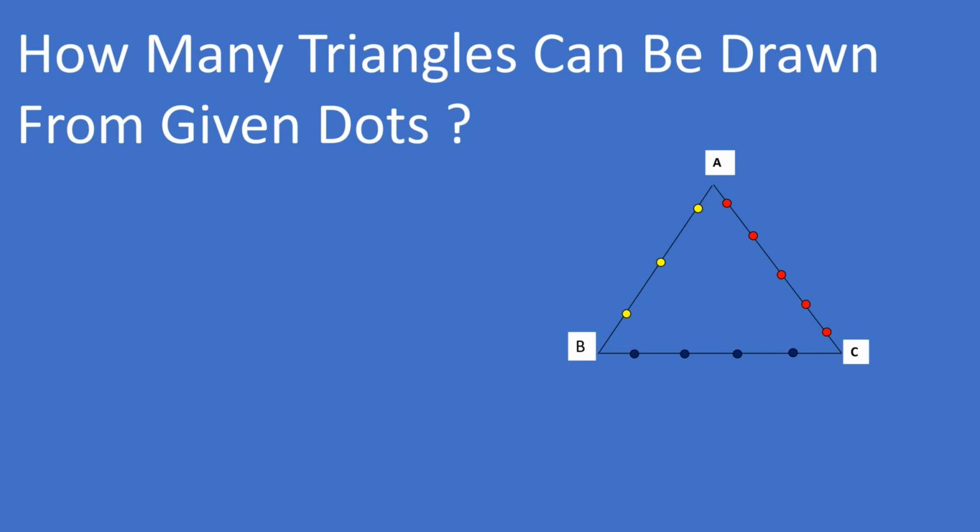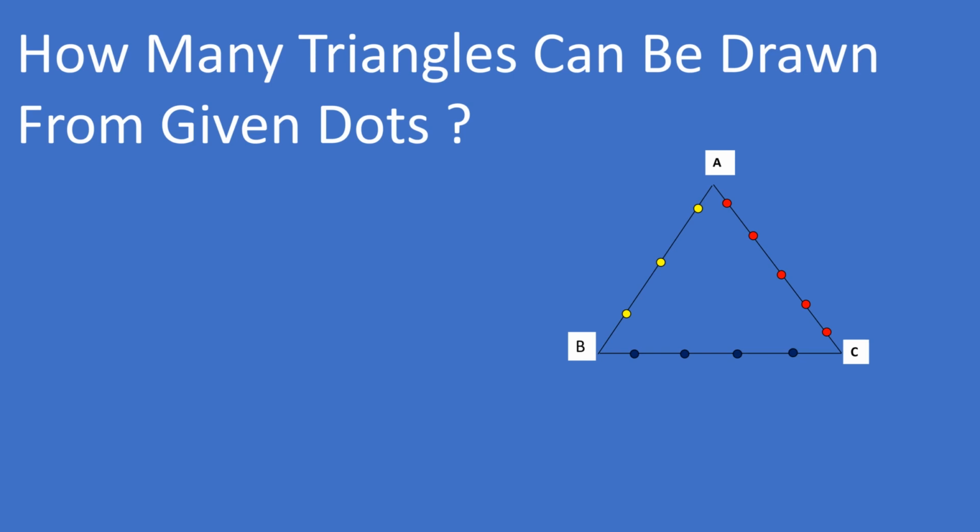In this video, we will discuss a beautiful problem from permutation and combination. We will apply permutation and combination to solve how many triangles can be drawn from the given dots. In this figure, we have a triangle with vertices A, B and C. The side AB has 3 dots, side BC has 4 dots, whereas the side AC has 5 dots. We have to find out how many triangles can be drawn from these dots.